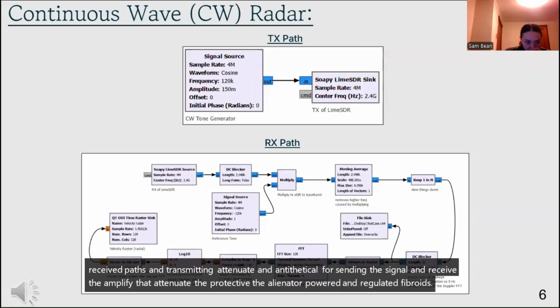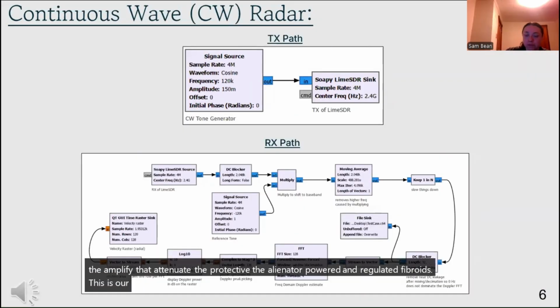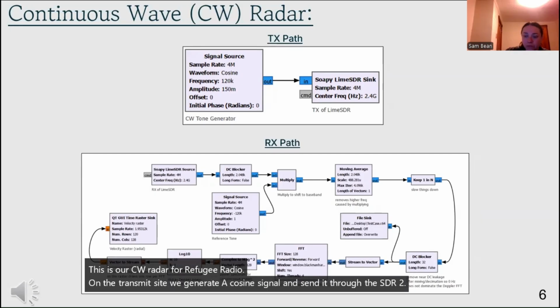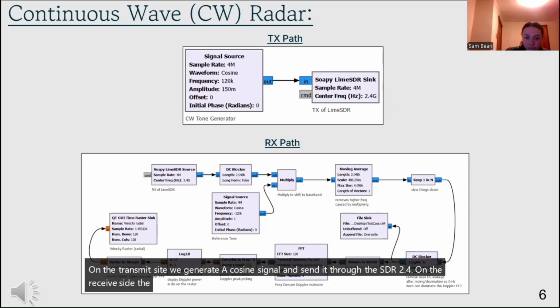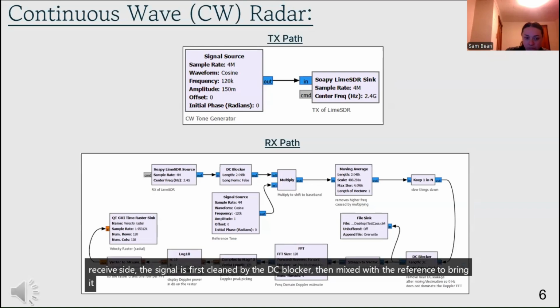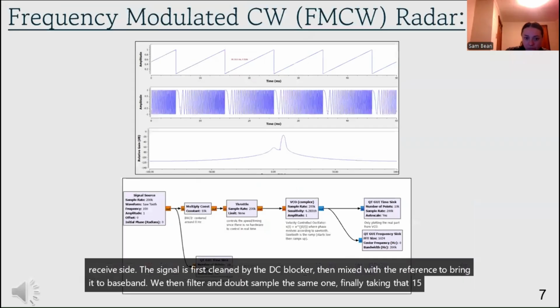This is our CW radar GNU Radio flow graph. On the transmit side, we generate a cosine signal and send it to the SDR at 2.4 gigahertz. On the receive side, the signal is first cleaned with a DC blocker, then mixed with a reference tone to bring it to baseband. We then filter and downsample the signal and finally take an FFT to extract Doppler information.